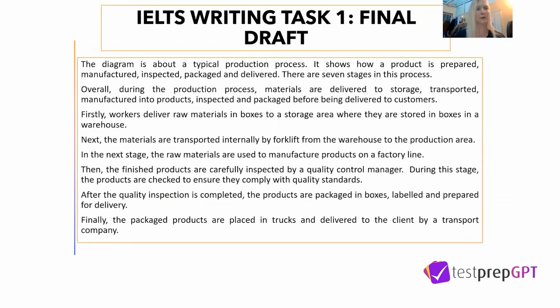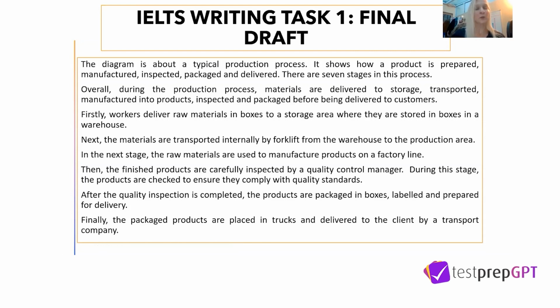This is our final draft. Let's read through. The diagram is about a typical production process. It shows how a product is prepared, manufactured, inspected, packaged, and delivered. There are 6 stages in this process. Overall, during the production process, materials are delivered to storage, transported, manufactured into products, inspected and packaged before being delivered to customers. Firstly, workers deliver raw materials in boxes to a storage area where they are stored in boxes in a warehouse.